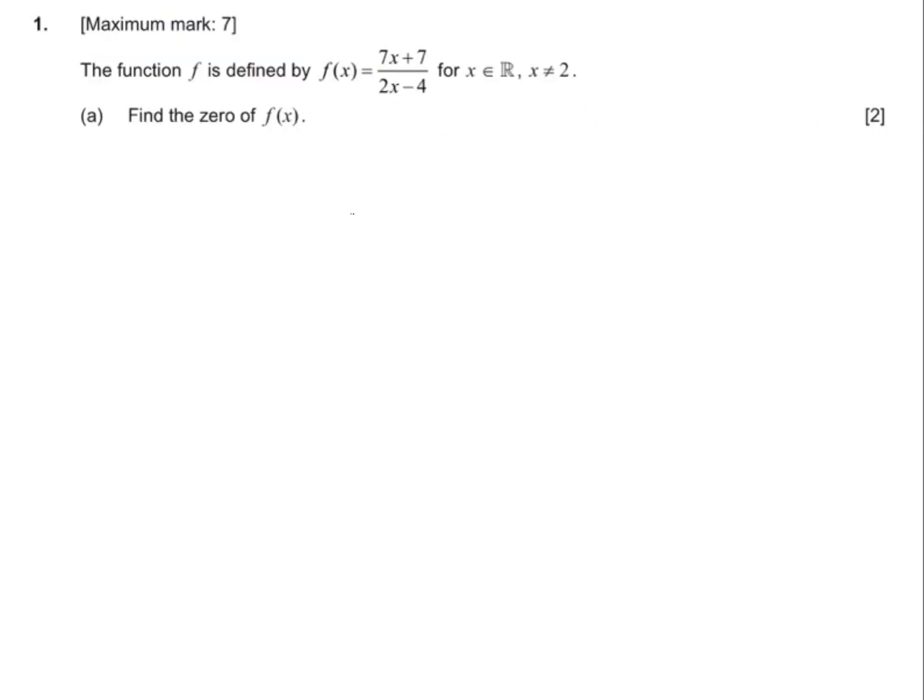The zero of the function refers to the point where the function equals 0, meaning we need to find the value of x that makes the function equal to 0. It's a given function, and we'll set it equal to 0 to determine which x value makes the function 0.